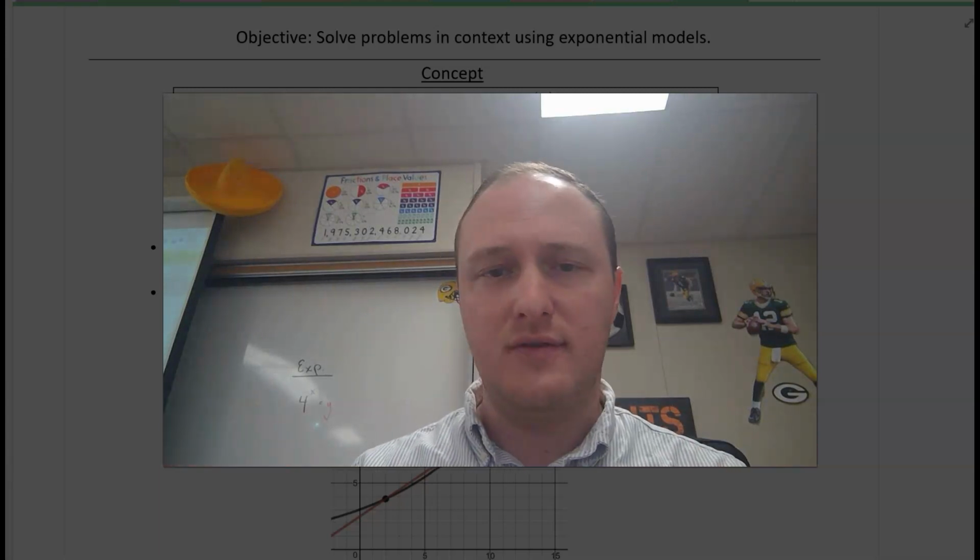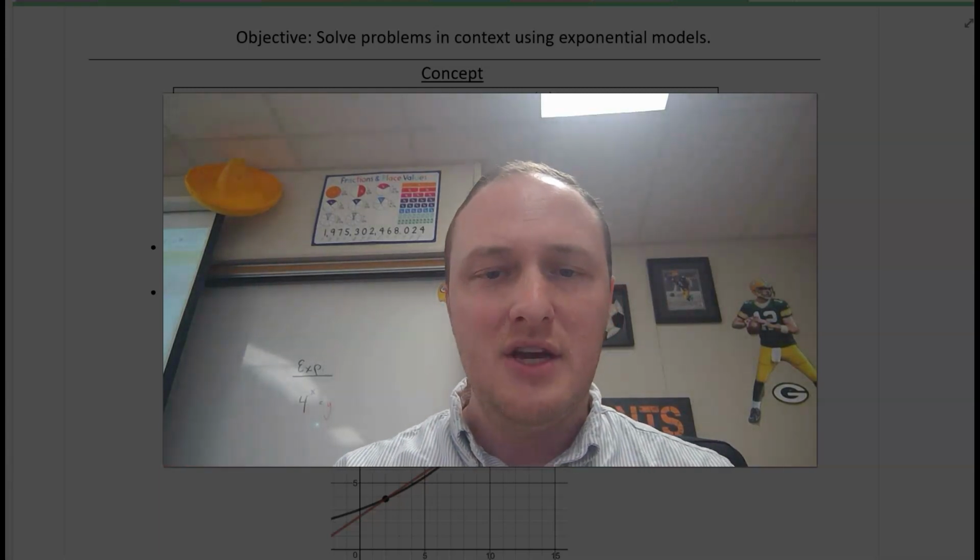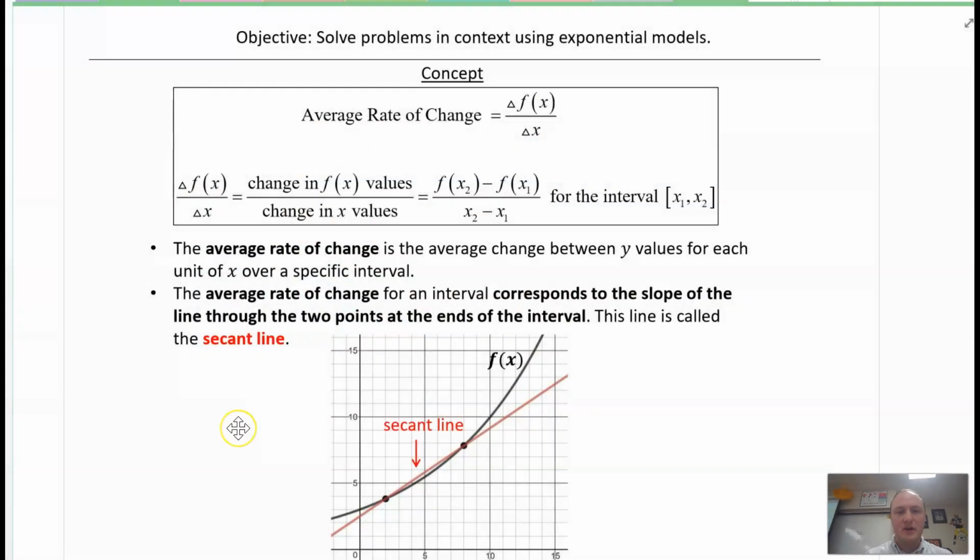f of 1, f of 2, f of 3, so on and so forth, right? So we end up getting this equation for average rate of change. It's the change in your f of x values over the change in your x values, or f of x2 minus f of x1 over x2 minus x1. And I tell my kids, remember it maybe also as this: delta y over delta x. It's just the difference in your y values divided by the difference in your x values. Plain and simple. Okay.